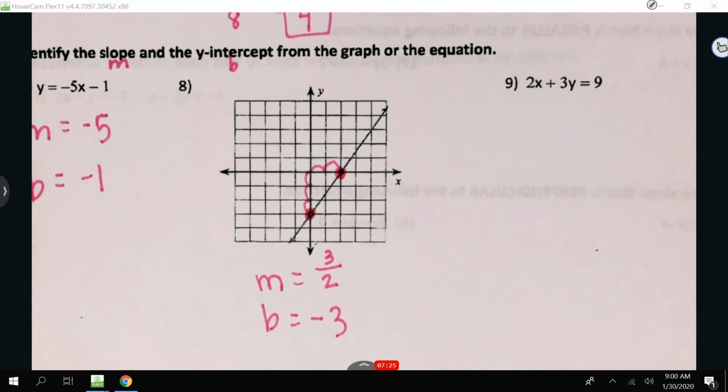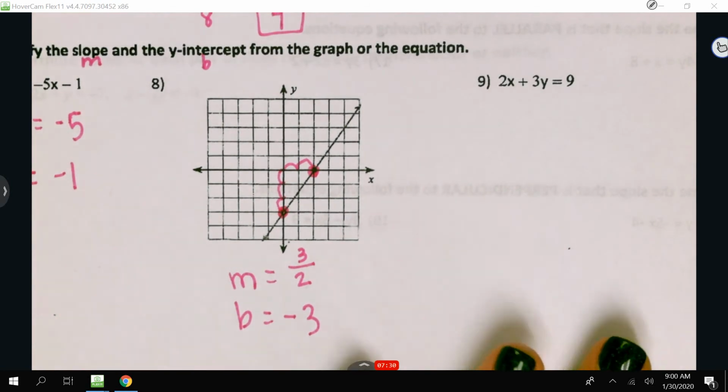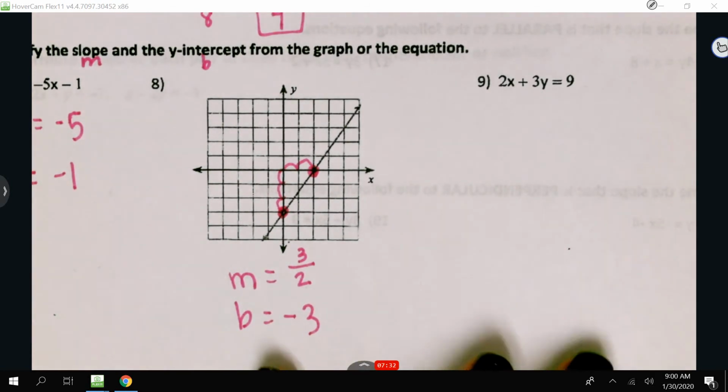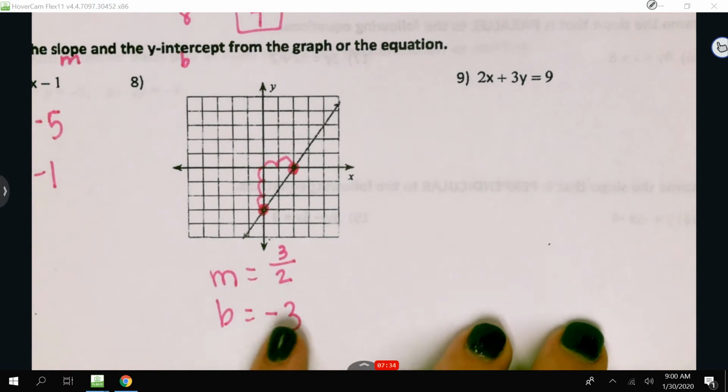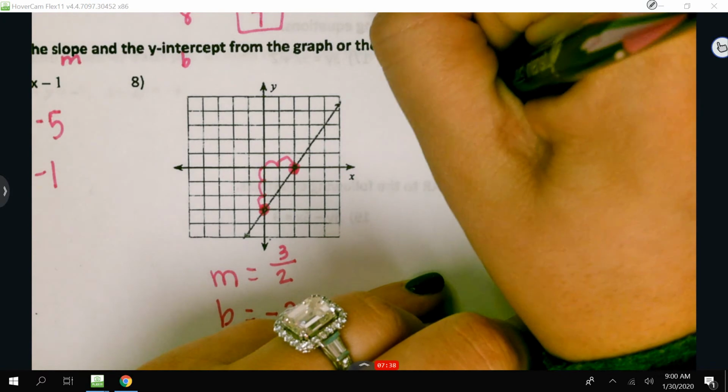All right, number 9, is that in slope-intercept form? No. You have to get it in slope-intercept form before you can look at the slope and the y-intercept. So what's the first thing I need to do? Subtract 2x from both sides. Subtract 2x from both sides. Good.